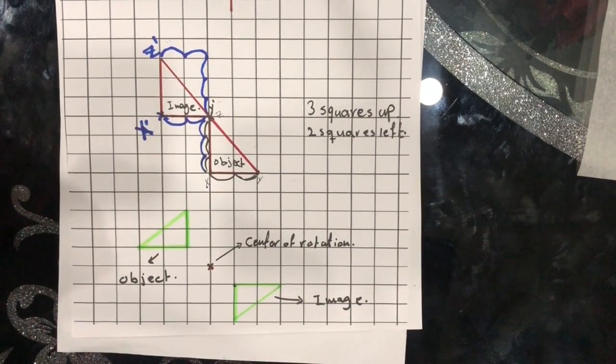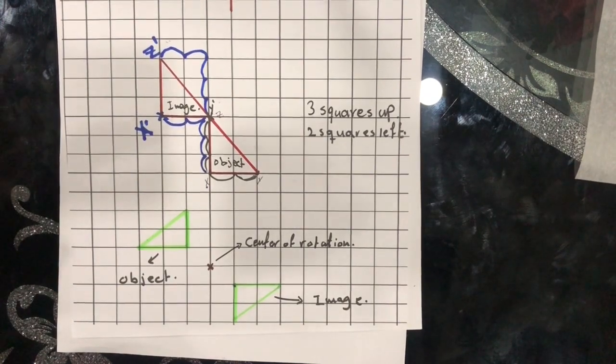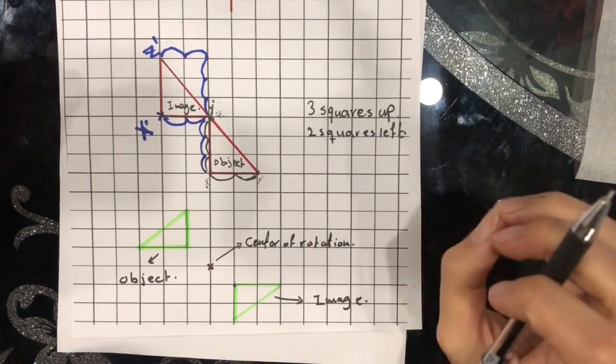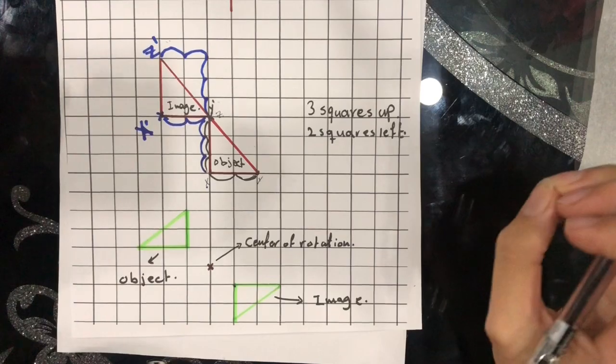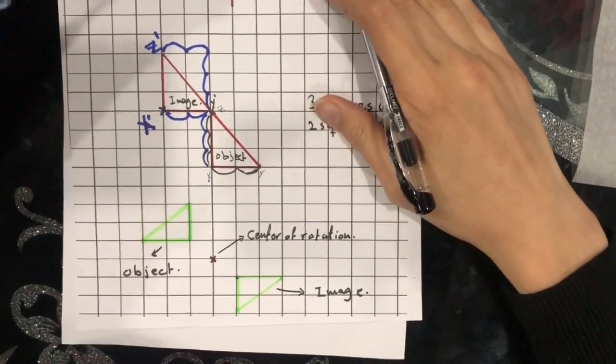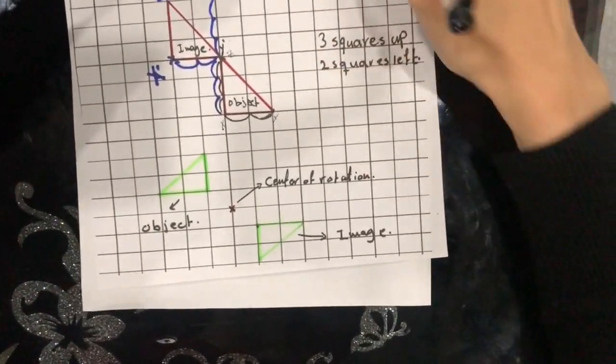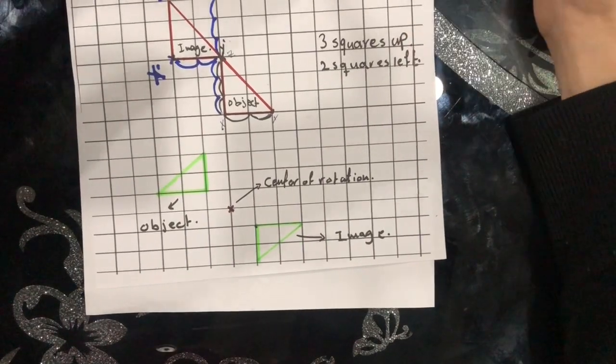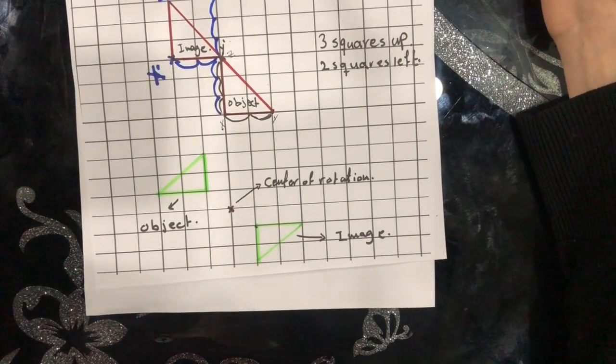Now the third thing you're going to learn is about rotation. Rotation is a little bit tricky for students, so I'm going to try to make it as easy as possible. We have 2 ways, using trace paper or not. You can choose whatever you want.